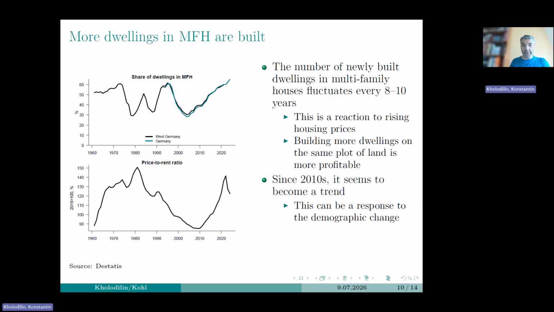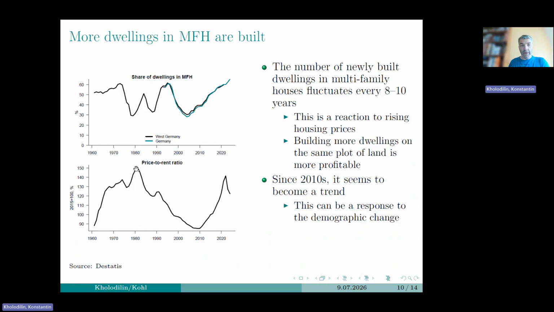So when housing prices start increasing, there's more and more speculative investment, which leads to decoupling of housing prices from fundamental factors, from rental price, and that is reflected in the rising housing price to rent ratio. That's what we see here, and these are also cycles that last for 8 to 10 years. And although, as I said, the correlation is not perfect, we still see the correspondence between the housing price to rent ratio and the share of dwellings in multifamily houses.